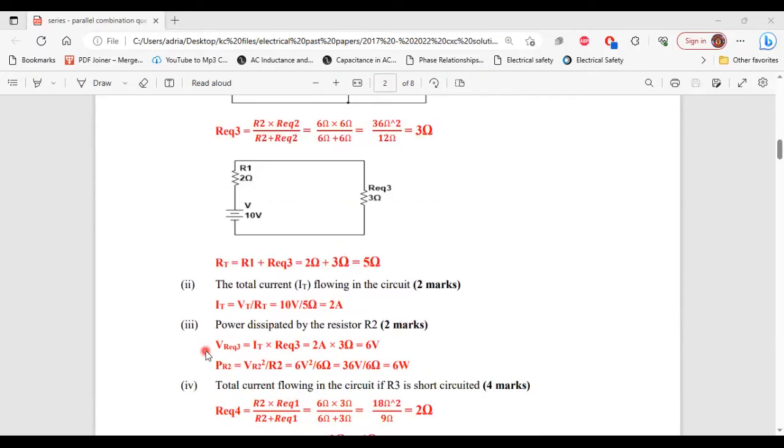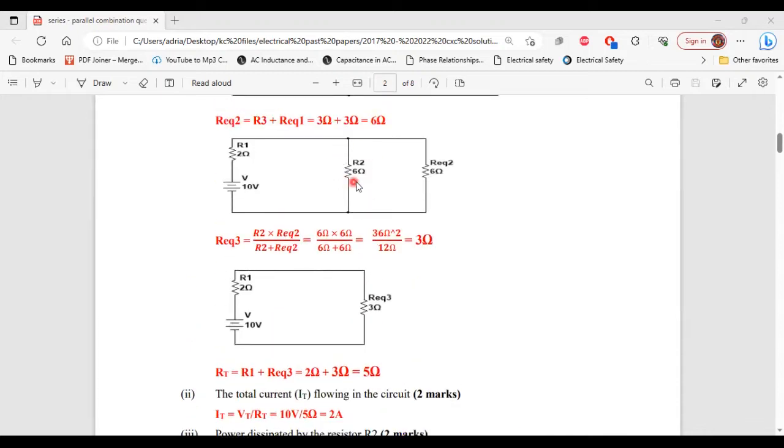All right, so let's get to that. So VReq3 is equal to IT multiplied by Req3. That will give us 2 amp times 3 ohm, and that will give us 6 volts. So now that we know that Req3 has a voltage drop of 6 volts, what that means is that the R2 resistor here has a voltage drop of 6 volts. Also, the Req2 resistor here has a voltage drop of 6 volts. The reason for that is because these two are in parallel, and Req3 is their equivalent resistor.